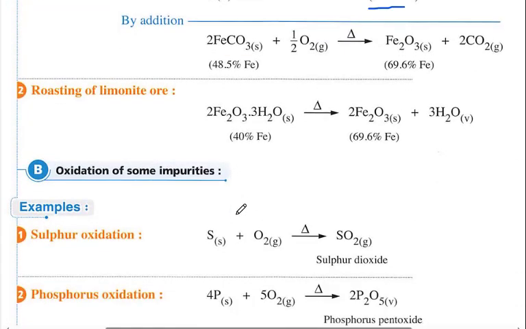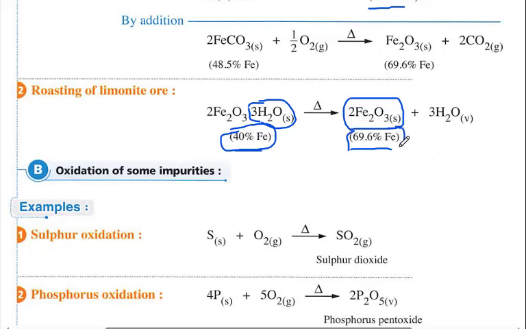So there is another example for roasting. Limonite. Limonite is 2 molecules of ferric oxide with 3 molecules of water inside one compound. This water is called water of hydration. So we have to get rid of this water of hydration through roasting. Roasting of limonite, which contains approximately 40% of iron, converts it to anhydrous ferric oxide, or ferric oxide without water of hydration. Its concentration or the ratio of iron in it equals 69.6% of iron. So by roasting of limonite, the percentage of iron converts from 40% into nearly 70%.